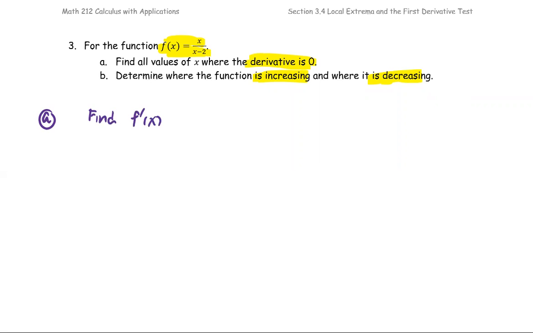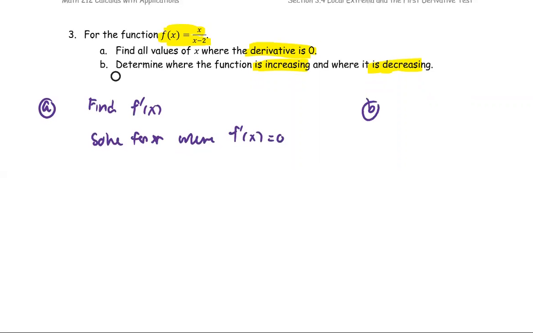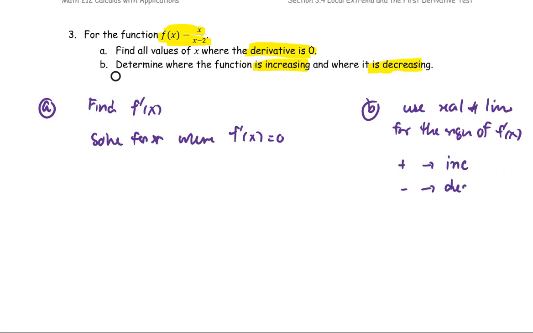And then next, we're going to solve for x where the f prime of x equals 0. And after that, in part B, we're going to use the real number line for the sign of the derivative. The plus sign means increasing. The minus sign means decreasing.